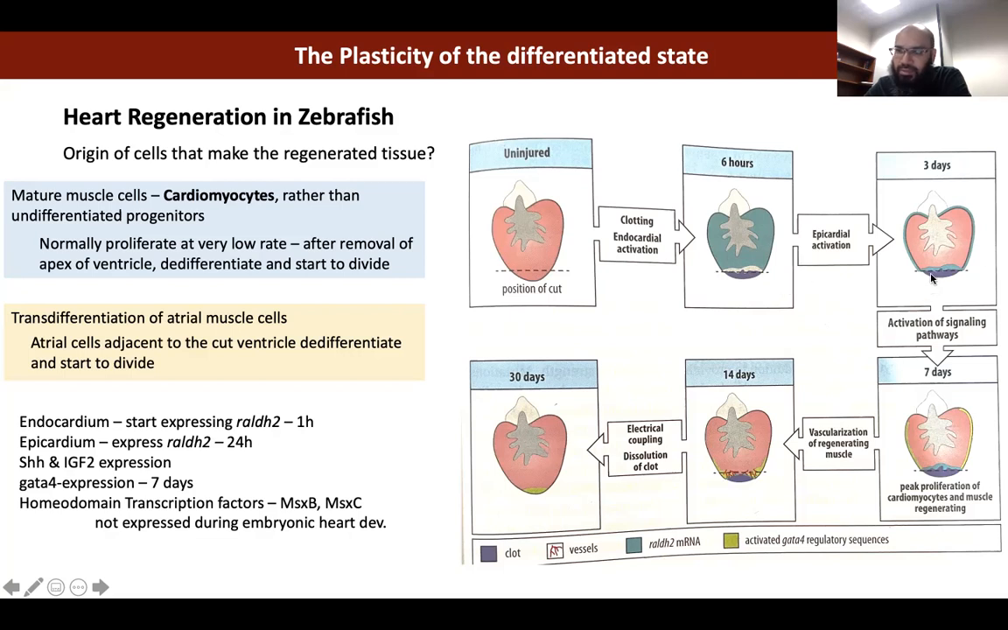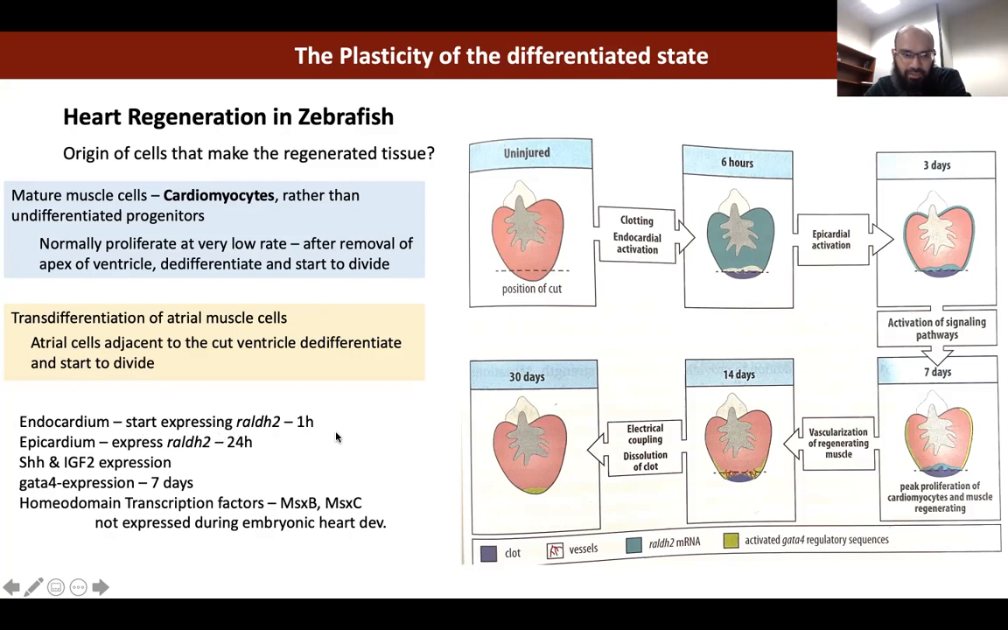And what happens is very quickly, in 1 hour, they start expressing this RALDH2, which is a retinoic acid synthesizing enzyme. So we previously saw what retinoic acid can do. It determines the proximal distal positional values, and it is also expressed in a gradient way. So this leads to activation of the signaling pathways.